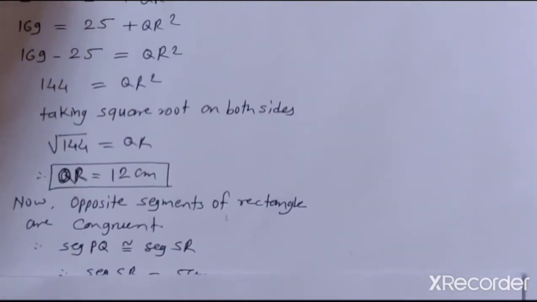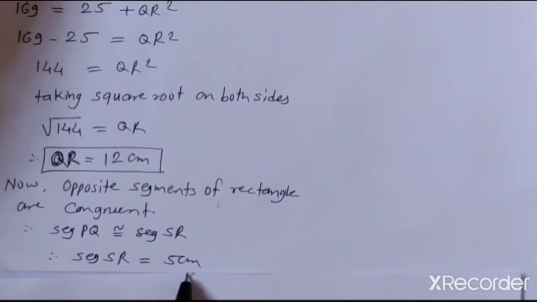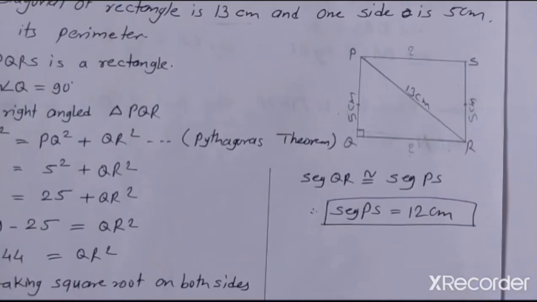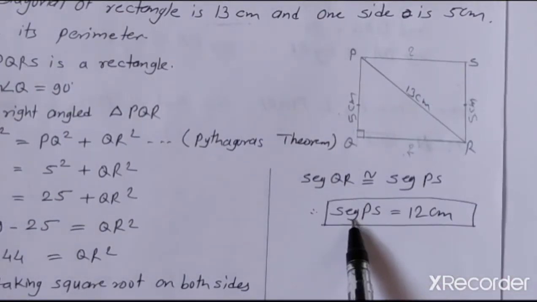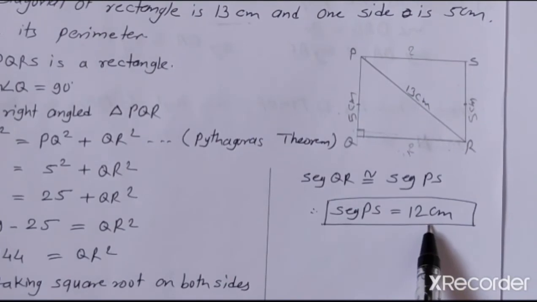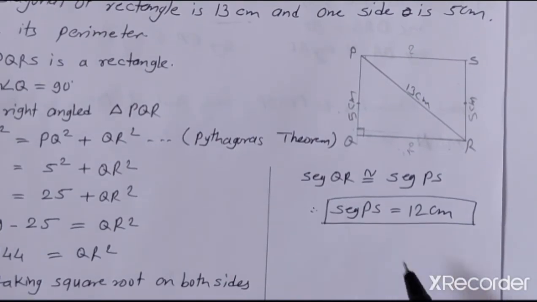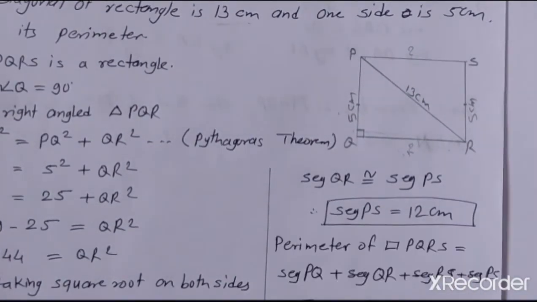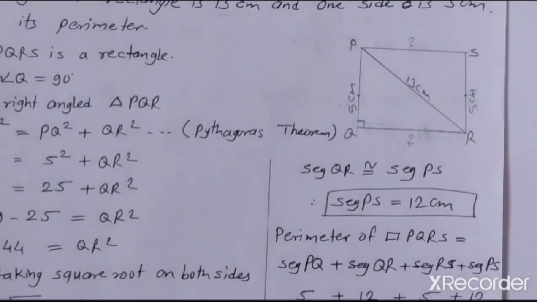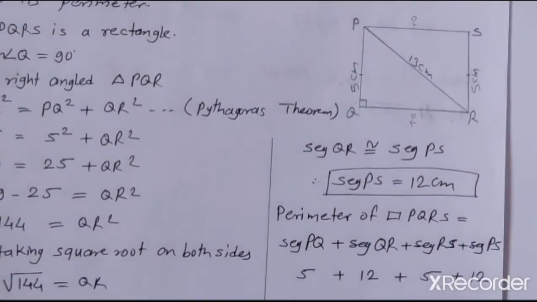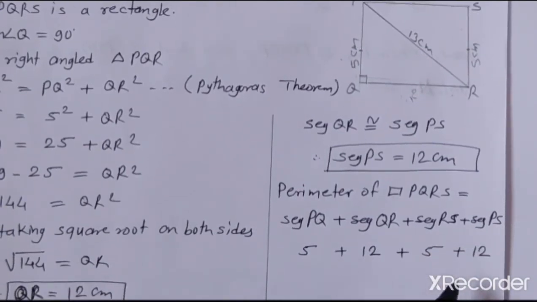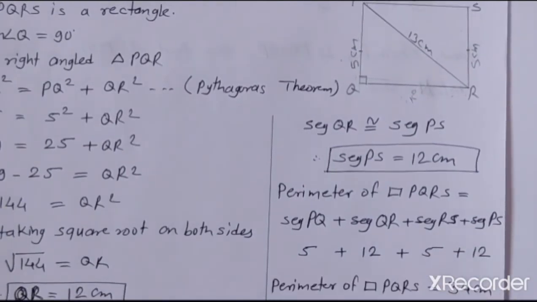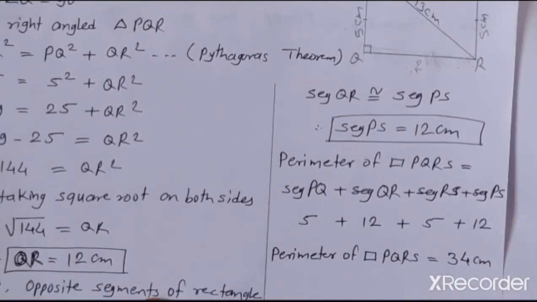Therefore, the value of SR is equal to 5 centimeter. Similarly, from this figure, these two pairs are also congruent. Therefore, the length of PS is equal to 12 centimeter. Now let us find out its perimeter. Perimeter of this rectangle PQRS is nothing but addition of all sides. So this is the substitution. If you add these numbers, we will get its addition is equal to 34 centimeter.